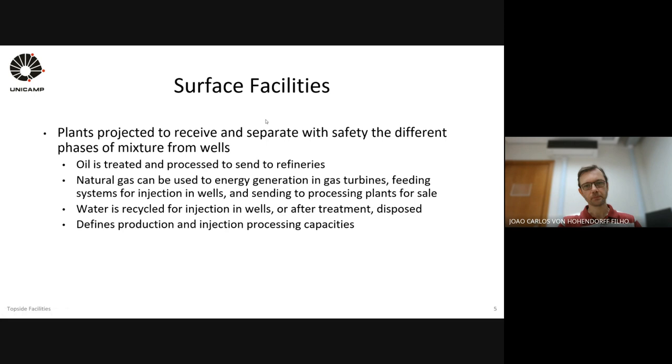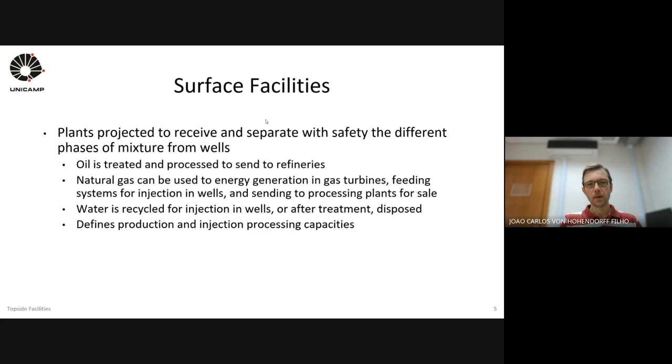Natural gas can be used for energy generation in gas turbines, as feed for injection in wells, or we can send this separated gas to processing plants for sale. Water is recycled for injection in wells or, after treatment, disposed of maybe in the sea or other places. That is the main idea behind the surface facilities in the oil and gas industry.